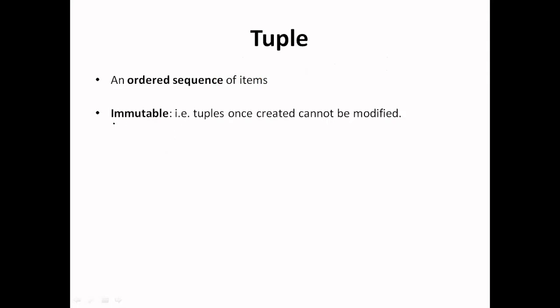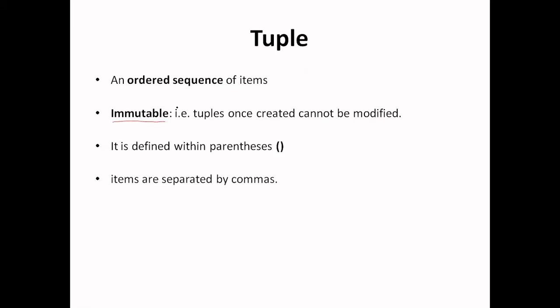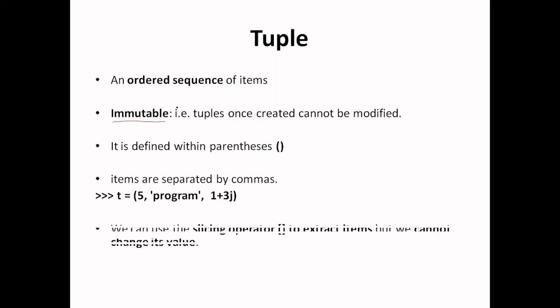Next thing is the tuple is an immutable object. That means once the tuple object has been defined or created, you cannot modify the elements of the tuple, or you cannot modify the tuple object. And a tuple is basically represented using parentheses, and the elements are separated using commas. The elements could be of the same data type or different data types. If we want to access the elements of a tuple, we can use the slicing operator. But the important thing is that we cannot change the elements of the tuple, because it is immutable.